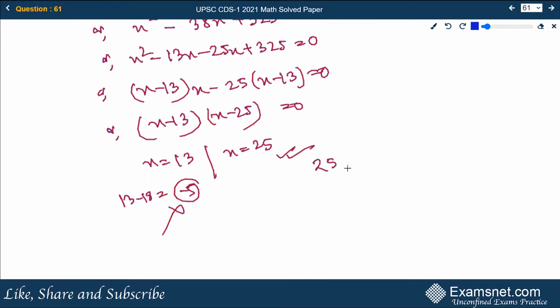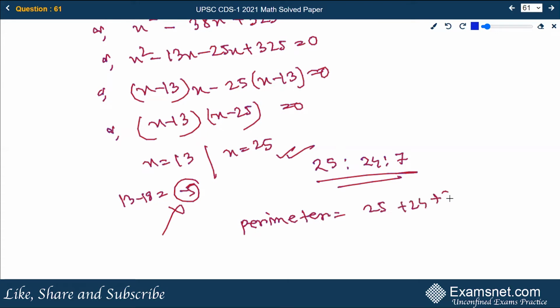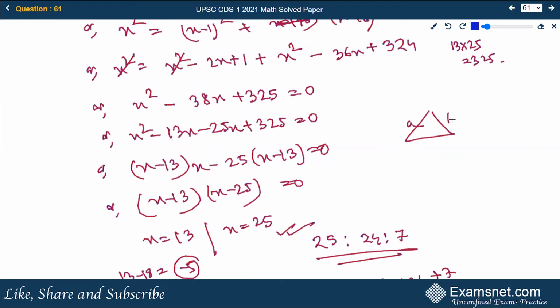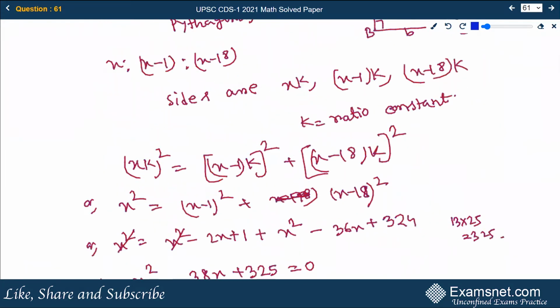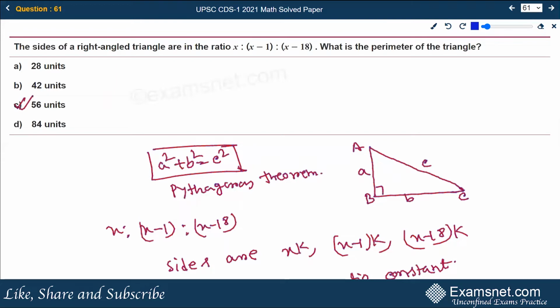So the sides are 25, 24 and 7. These are the ratios. Now the perimeter is 25 plus 24 plus 7, that is 56 units. We know how to find the perimeter of a triangle. The perimeter of a triangle is the sum of all the sides. That's what we have done here: 25 plus 24 plus 7, 56 units. Option C is the correct answer here.